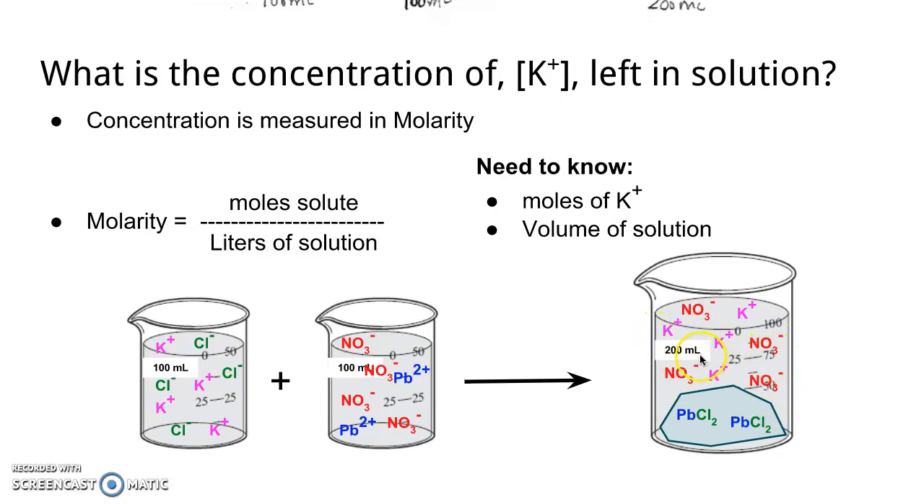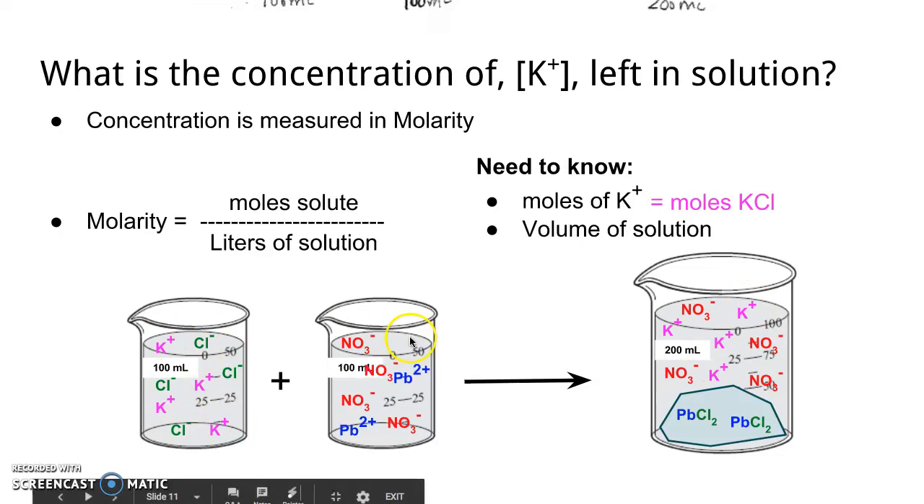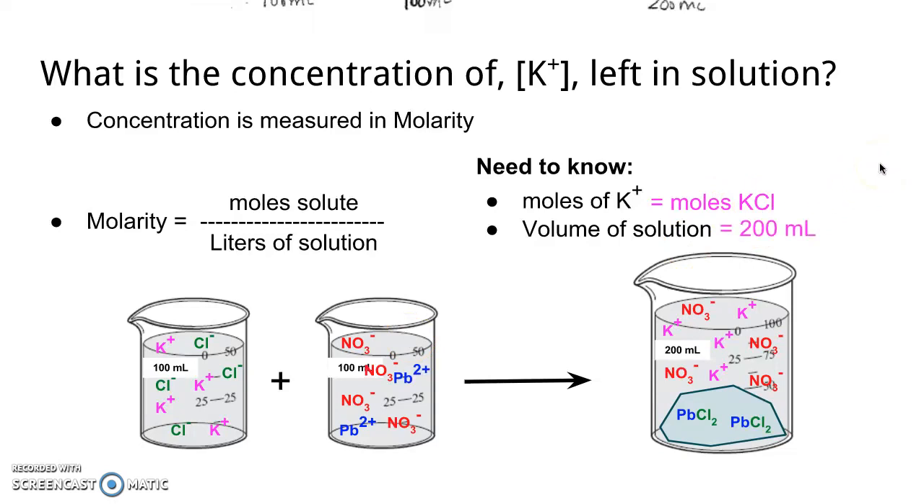So the volume of solution is now 200, and all of the potassium ions that we started off with from the potassium chloride are still in solution. So the moles of potassium ions are going to equal the moles of potassium chloride, right? Since it's one mole of potassium to a mole of potassium chloride. The volume of solution, though, has increased, because when you mix 100 milliliters with another 100 milliliters, you get 200 milliliters. And so now that's the volume.